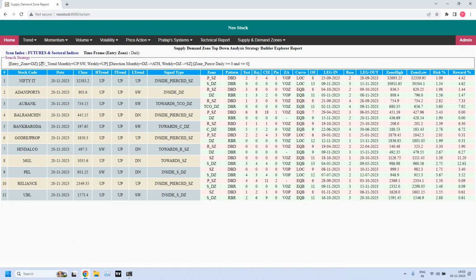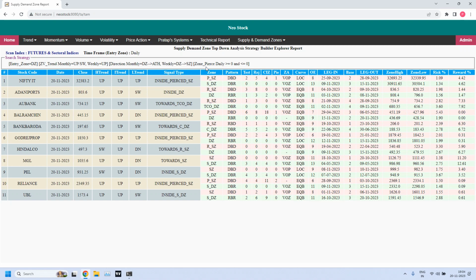Entry zone, demand zone. The ZV trend means zone violation trend. Monthly is up or sideways. Weekly is up. Based on these conditions, we identified this as a bullish setup. And one more condition in a bullish setup is that prices should always be traveling from the monthly demand zone to the monthly supply zone, and also from the weekly demand zone to the weekly supply zone. If there is no monthly or weekly supply zone, then they should travel from the demand zone to all-time high. These conditions define the bullish setup.